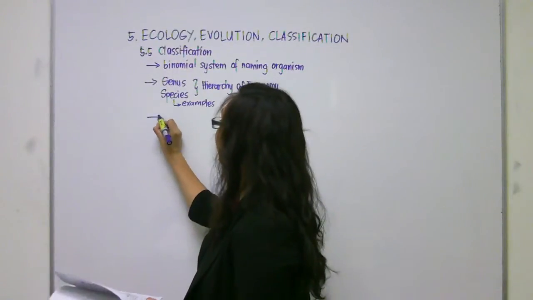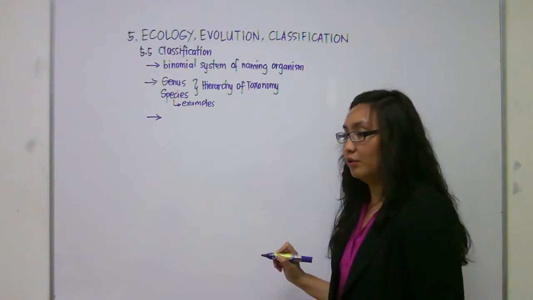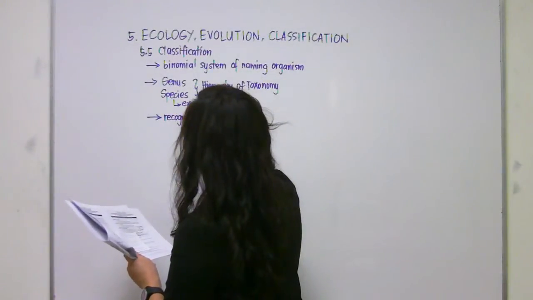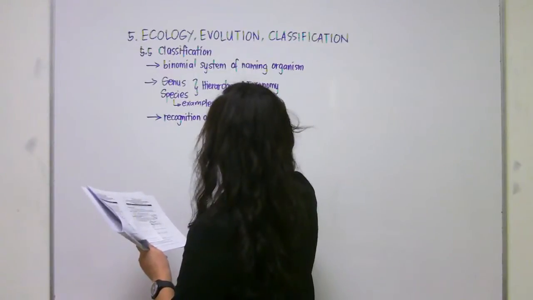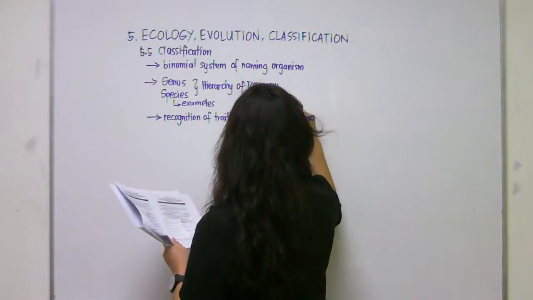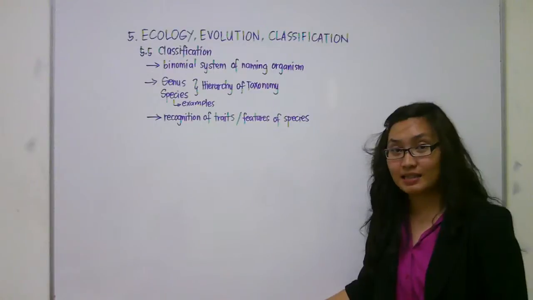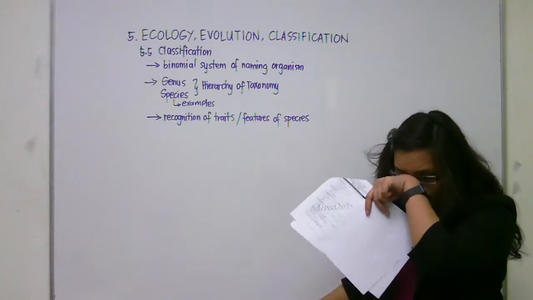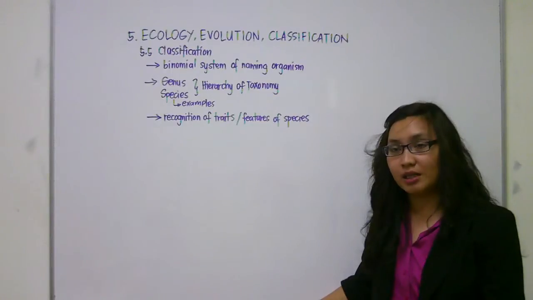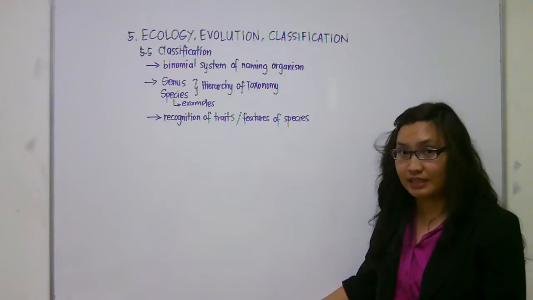Of course, classification would not be complete if students were not able to recognize certain traits that are common for most organisms. So they need to recognize certain traits or features that are common for most plants and animals. For HL students, they need to memorize the several phyla of plants, and they also need to memorize the several phyla of invertebrates.